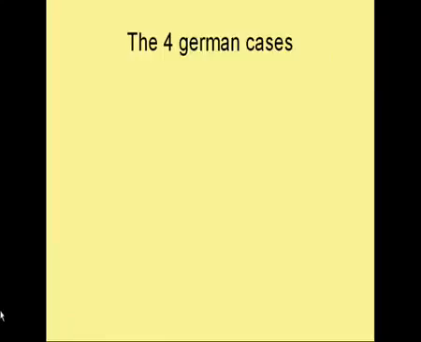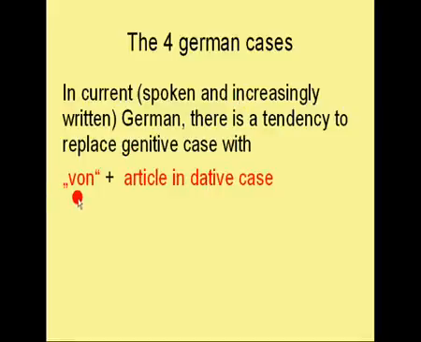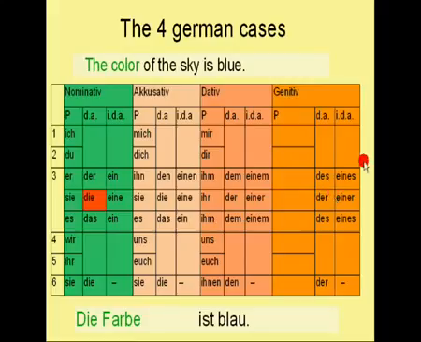And another very important rule that you need to know about the genitive case is that in current, spoken and increasingly also written German, there is a tendency to replace the genitive case with the pronoun von plus the article in the dative case. This is not proper though, but it's used very often, and it's good for you to know how to build it, so that you understand the people when they are talking to you. Let me show you this based on an example.